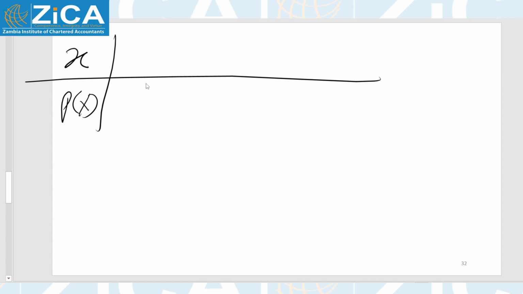We are given X is 5, its associated probability is 0.4. We are given 8, its associated probability is 0.2. 6, the associated probability is 0.3. Now the question is: find the mean and the standard deviation.